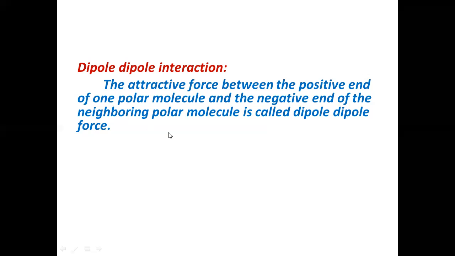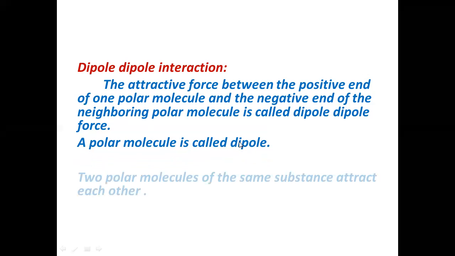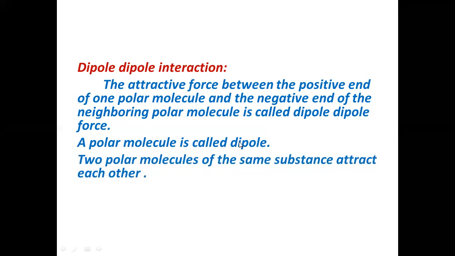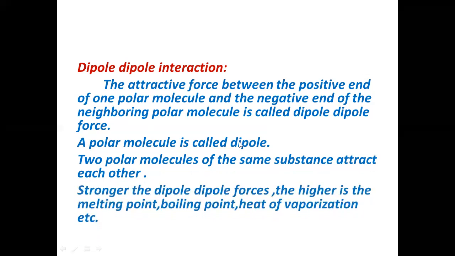The polar molecules are also called dipolar molecules or dipoles. A polar molecule is called a dipole. Di means two, pole means they have two poles, a positive pole and a negative pole. That's why a polar molecule is also called a dipole. Two polar molecules of the same substance attract each other. The stronger the dipole-dipole forces, the higher the other properties, like the melting point, the boiling point, heat of vaporization, etc. All these properties depend upon the strength of the dipole-dipole forces. So the greater the difference in electronegativity, the stronger these forces will be.